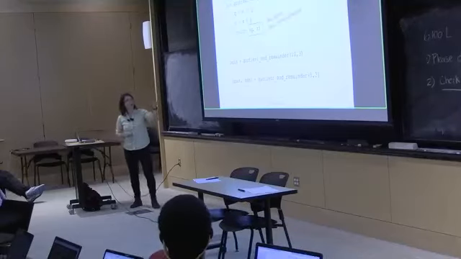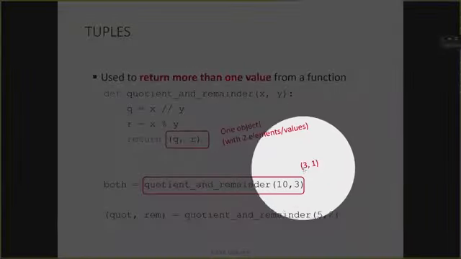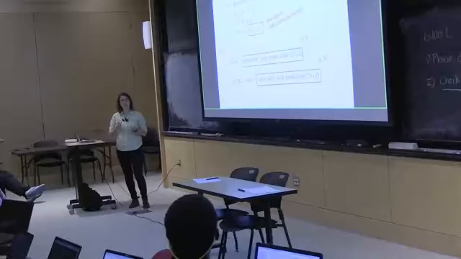And so when I make this function call to quotient and remainder 10, 3, it's going to go in, calculate the quotient to be 3, the remainder to be 1, and return one object, 3, 1. And then that gets assigned to this variable that I named both in this particular case. If I wanted to access the quotient part of both, I would do both square bracket 0, and the remainder part of both would be both square bracket 1, accessing the 0th element and the first element of the return.